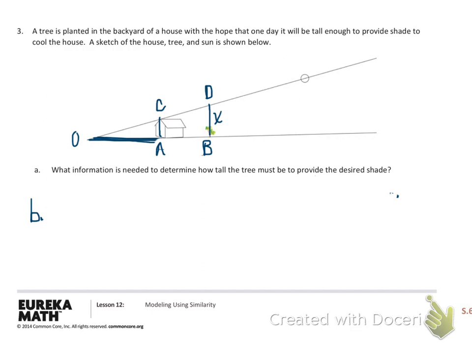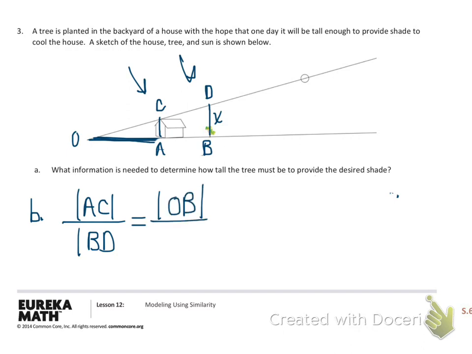So the height of the house is length AC. The corresponding triangle side to AC would be BD. So length BD, that ratio would be our scale factor, and so would length OB over OA. No, it wouldn't. I put it backwards. Okay. Let's make sure we get it set up right.